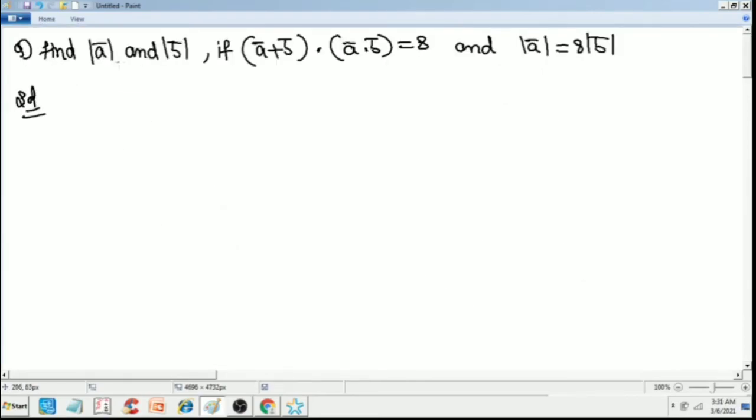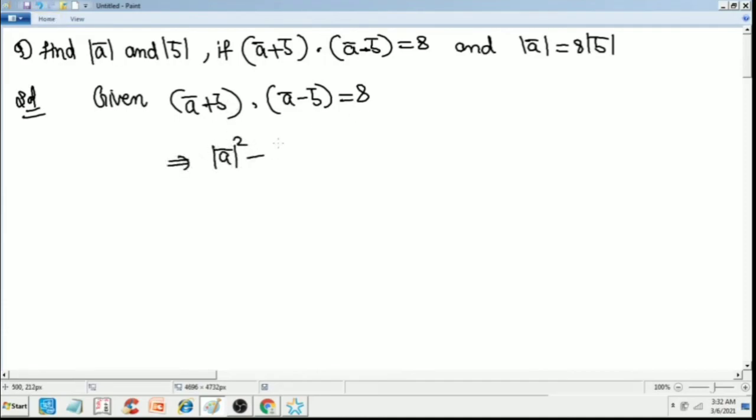Proving. Here we have a question: find A modulus and B modulus. Given is A bar plus B bar dot product of A bar minus B bar is equal to 8. So first, given A bar plus B bar dot A bar minus B bar is equal to 8. A plus B into A minus B, we have the formula A square minus B square is equal to 8.